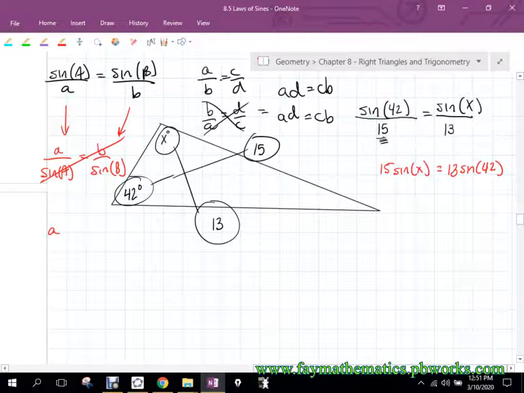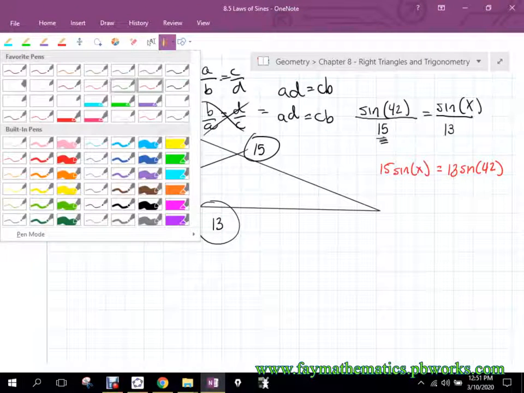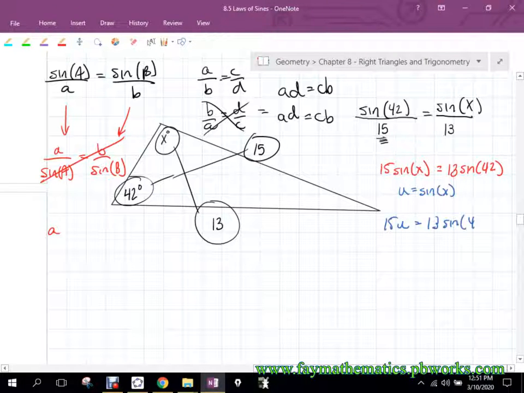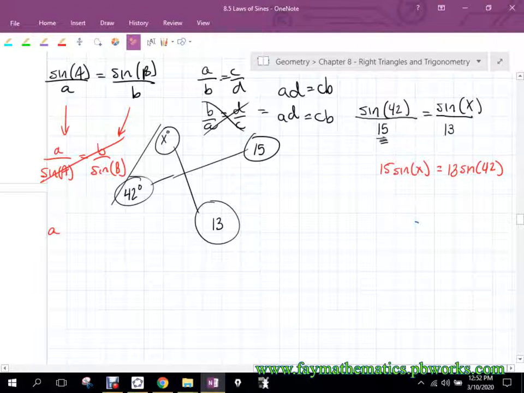And this will be a tool that we use in college algebra quite a bit. You might even use it. Those of you that are in Algebra 2 might use this. Let's say we write u to be sine of x. Now if I make the substitution, I get 15u is equal to 13 sine of 42. If I solve for u now, what would you do? Divide by 15, right? Up here in the red, that's what I'm doing. I need to divide by 15 because the red and the blue now are the same thing.